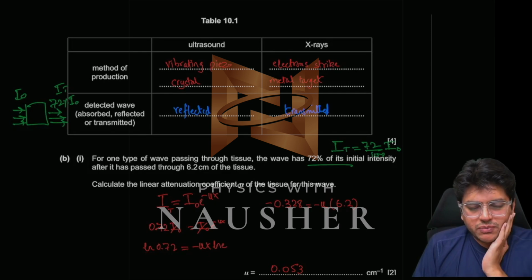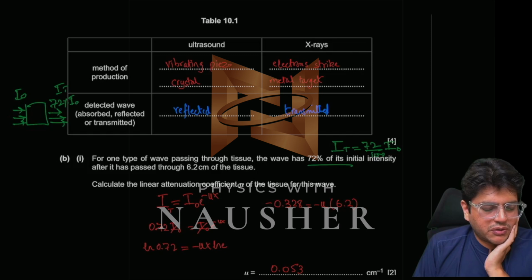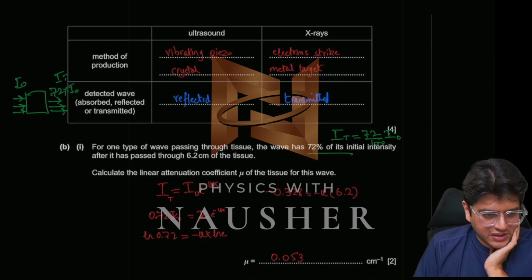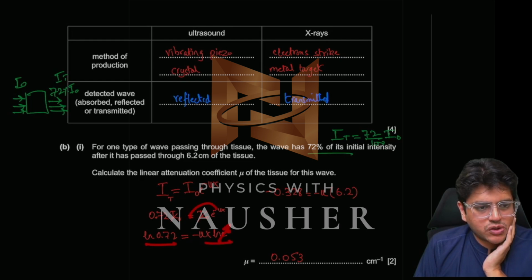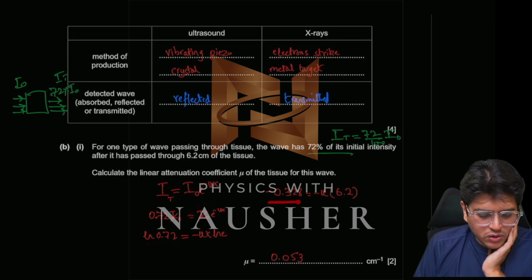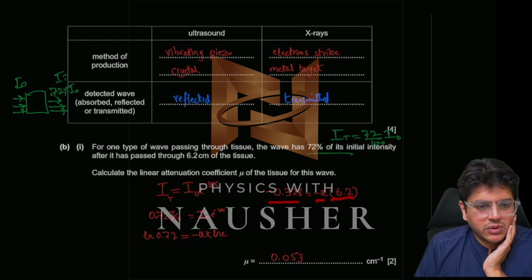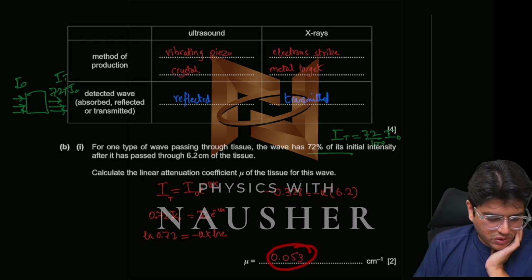Otherwise, you can see a video on my YouTube channel. You'll figure it out from there, how to take natural logs. So natural log of 0.72 should be equal to minus UX comes down, ln e. ln e is 1. So minus 0.328 should be equal to minus U times 6.2. And from here, you get the value of U as 0.053.